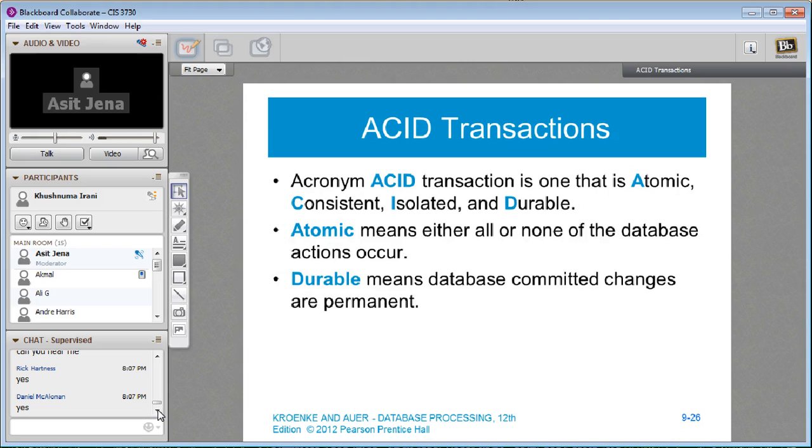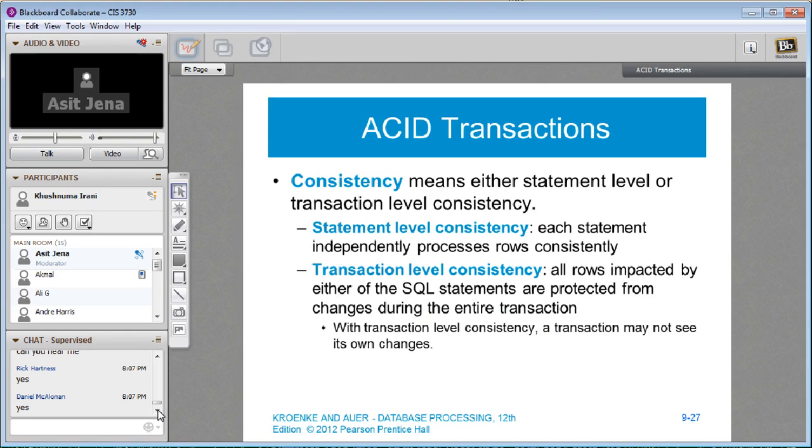Consistency means either statement level or transaction level consistency. Statement level consistency means each statement independently processes rows consistently. Transaction level consistency means all rows impacted by either SQL statement are protected from changes during the entire transaction.